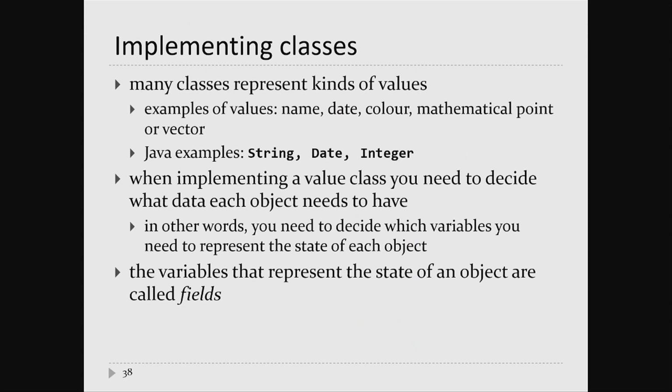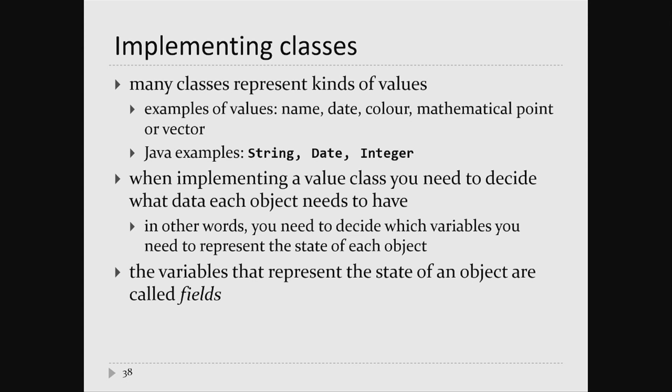Okay, so many classes represent different kinds of values. Examples of values are things like names, dates, colors, points. In Java, examples of classes that represent values are String, Date, and Integer. String represents a sequence of characters, Date represents a date, and an Integer represents an integer value. Now, what do you need to do when you go to start to implement one of these classes on your own?